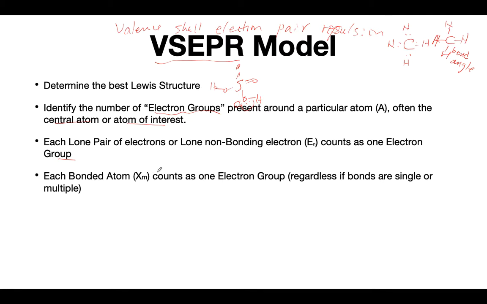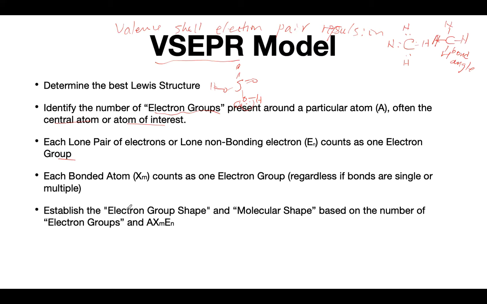Now each bonded atom counts as one electron group. In this case, this is one bond, so it counts as one electron group. Regardless of whether bonds are single or multiple, like this double bond here, you also consider it as one electron group. So you establish the electron group shape and the molecular shape based on the number of electron groups. In this case, this will be the central atom, this is a bonded atom, and this one will be the non-bonding electrons. So you calculate the total number of bonded atoms plus non-bonding pairs, right?